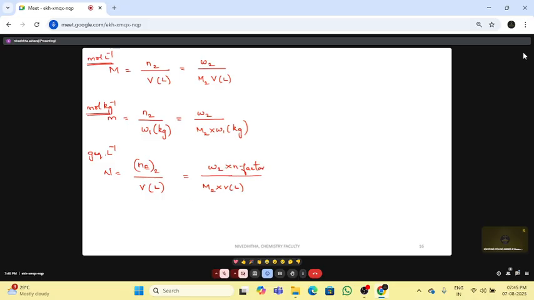That's it. So instead of W2 by M2 into volume of the solution, I can replace it with the term molarity. And this is the relationship between normality and molarity. That's it. So this is molality, and normality. Okay. Now we'll discuss a problem related to these concentration terms.